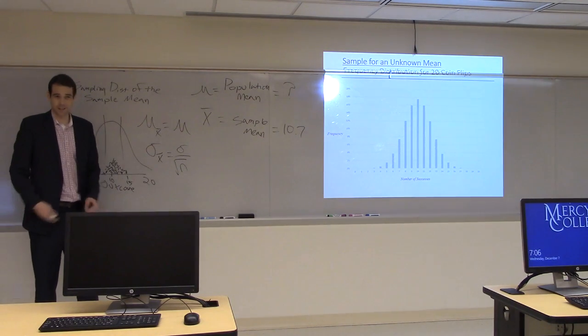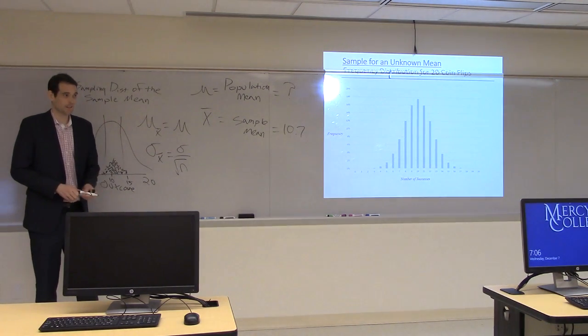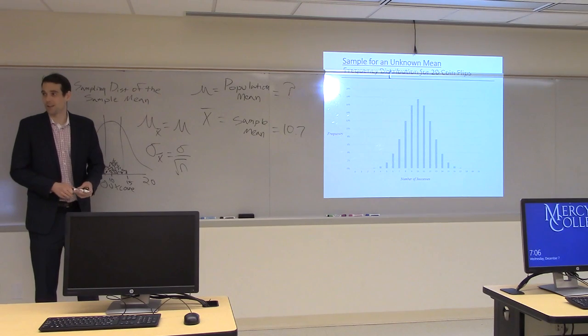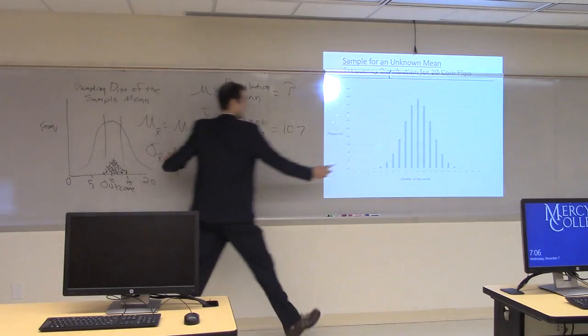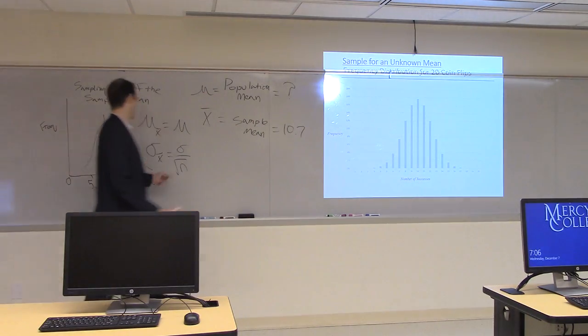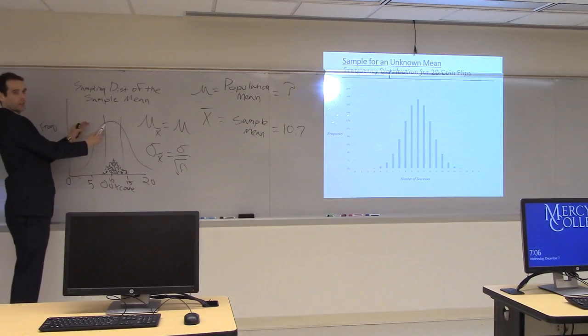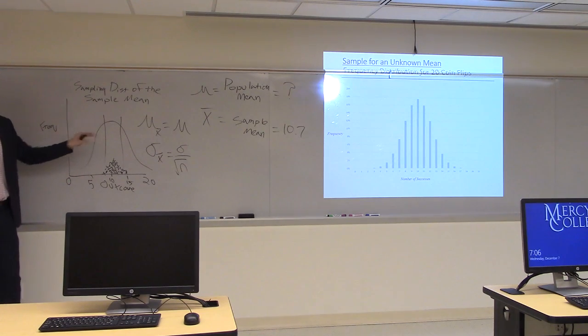What's the square root of 100? 10. Okay, the square root of 100 is 10. So we would divide this standard deviation by 10, and we would get 1/10 the size of the standard deviation on the sampling distribution of the sample mean.